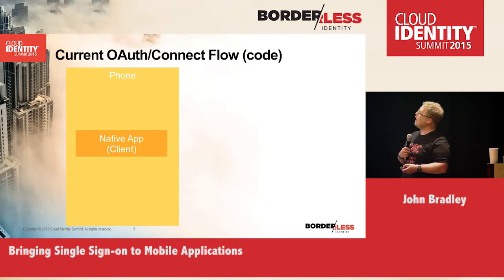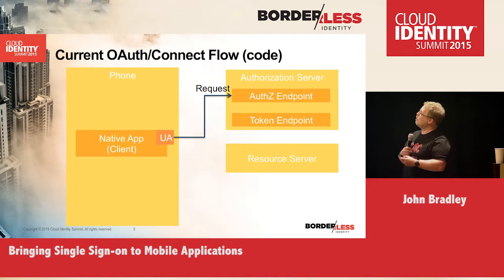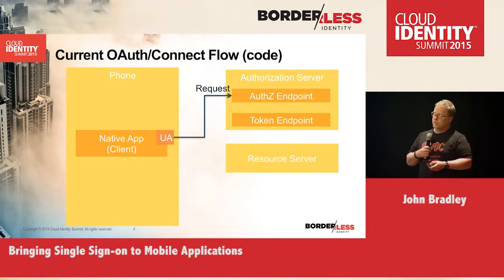So let's have a quick look at the actors and how this happens. You have a phone with a native app, an authorization server with some endpoints, and a resource server. So in the Connect flow, the native app pops a web view, which the OAuth spec says you really should not do, because if an app collects your credentials, or gives you a web view for you to enter your credentials into a remote website, there's nothing that stops them from scraping your password and all of that.